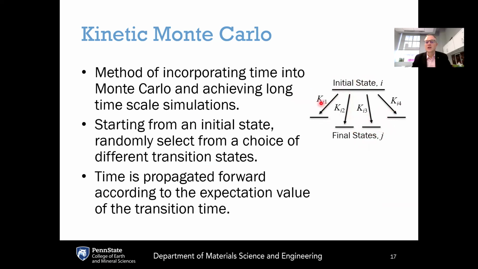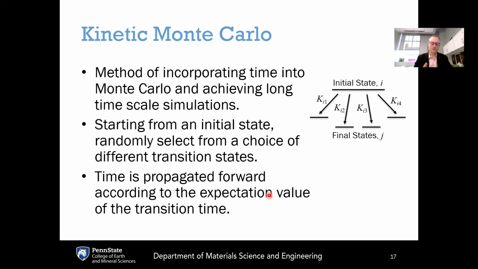Going from this initial state, we have 4 different transition rates depending upon the activation barriers that need to be overcome. Then what we're going to do is randomly select one of these transitions to take. We're going to propagate the system over the transition barrier to the state on the other side. And then we have a time variable that starts off at 0.